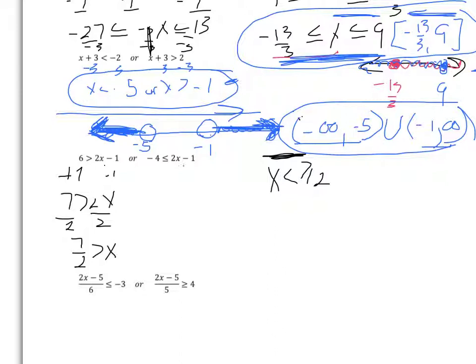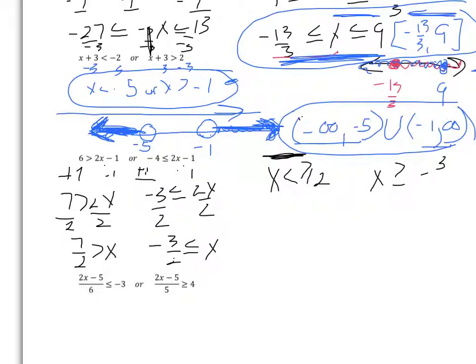So let's solve this next one. Add 1, add 1. So we have negative 3 is less than or equal to 2x. Divide by 2. And we get negative 3 halves less than or equal to x, which I will write with the x on the left as well. So we have x is greater than or equal to negative 3 halves.